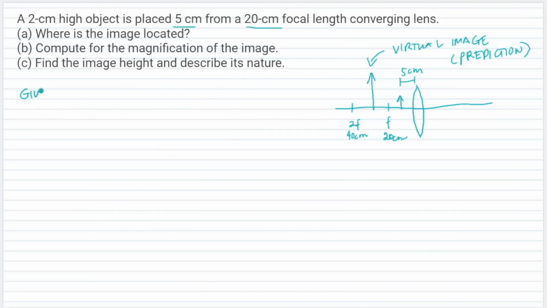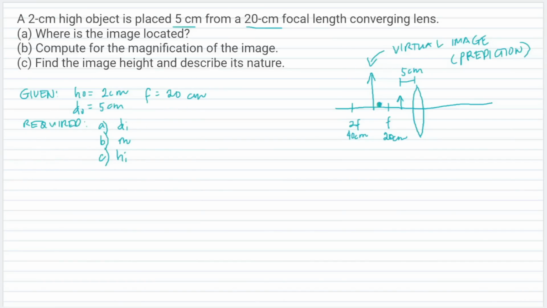So let's write the given values. The first given value is the height of the object, which is 2 centimeters. And then the distance of the object from the lens is 5 centimeters. The focal length is 20 centimeters. So first we're looking for DI, and then for M, or the magnification, and then the height of the image, and also the nature of the image.